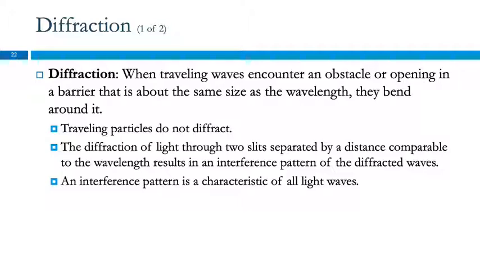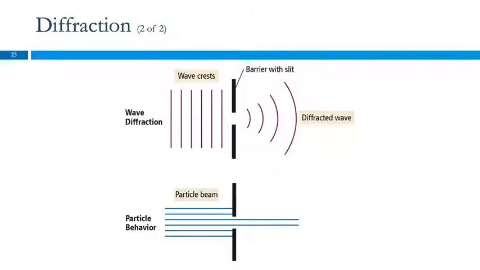So the diffraction of light through two slits separated by a distance comparable to the wavelength results in an interference pattern. You can read that. We'll see this illustrated. Interference patterns are characteristic of light waves. So the light goes through two slits and it makes this diffraction pattern. This is what I was trying to say in words.